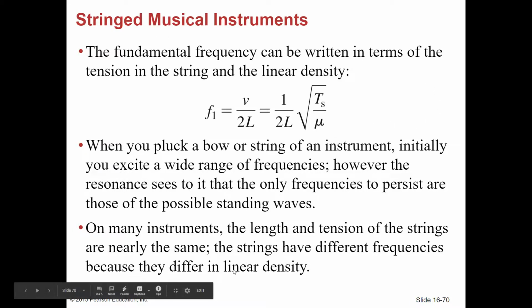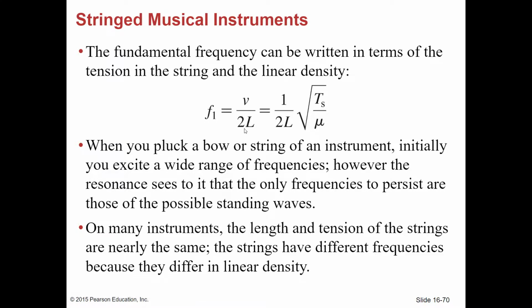The fundamental frequency can be written in terms of the tension in the string and the linear density. So if you're talking about the fundamental frequency of a certain string, that's normally v over 2L, but we have a substitution for v based off of last chapter. We know that v equals the square root of the tension of the string divided by the linear density.